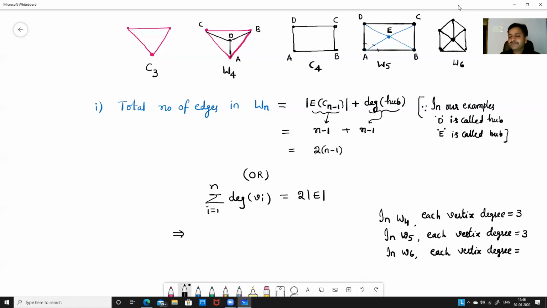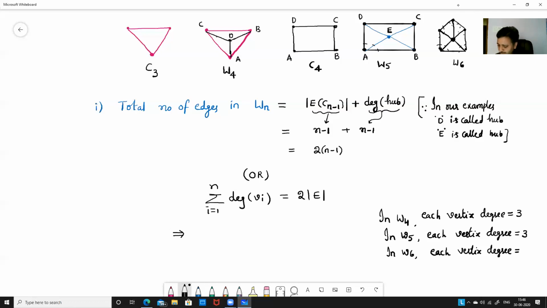Now, what is the degree of each vertex? The degree of each vertex is 1, 2, 3. Here also 1, 2, 3. For this one also 1, 2, 3. Here also 1, 2, 3. So the degree of every vertex is 3 except the hub. But if you see, the hub degree is always equal to n minus 1, right?